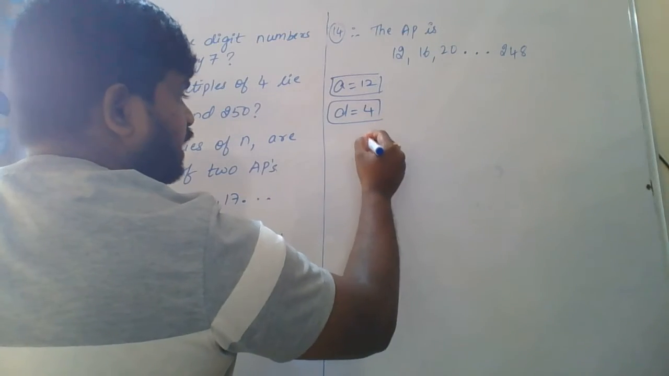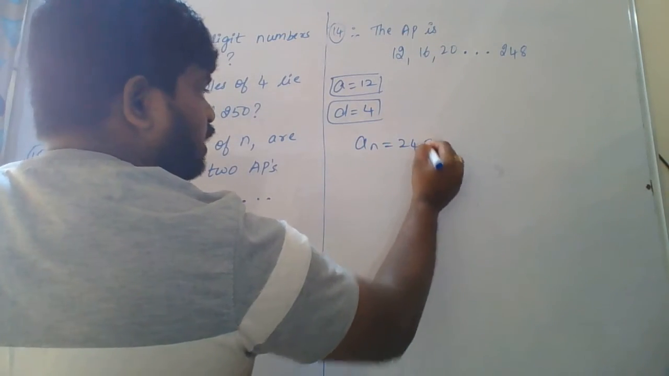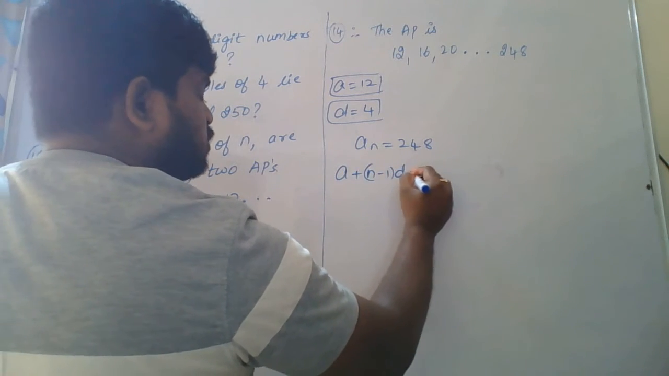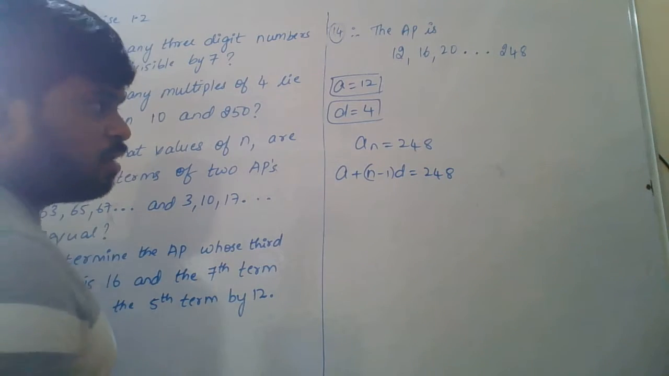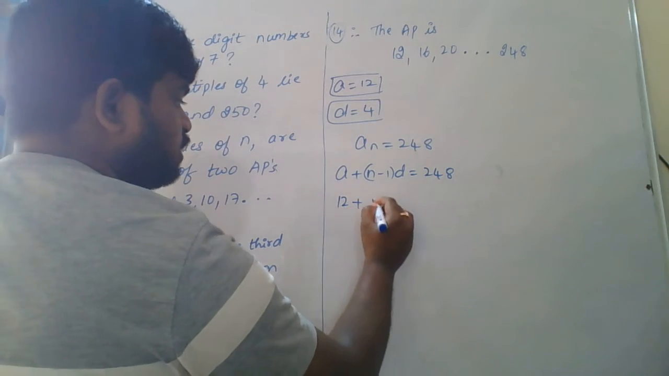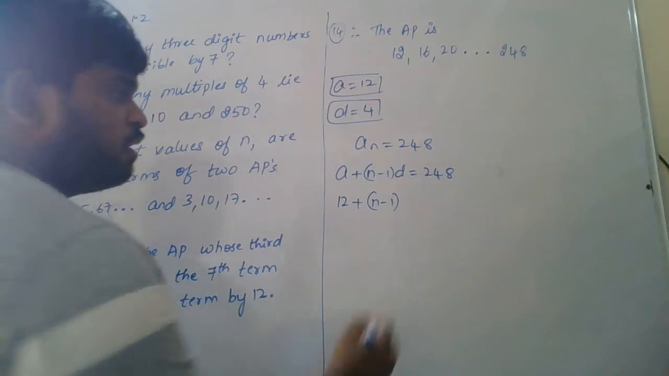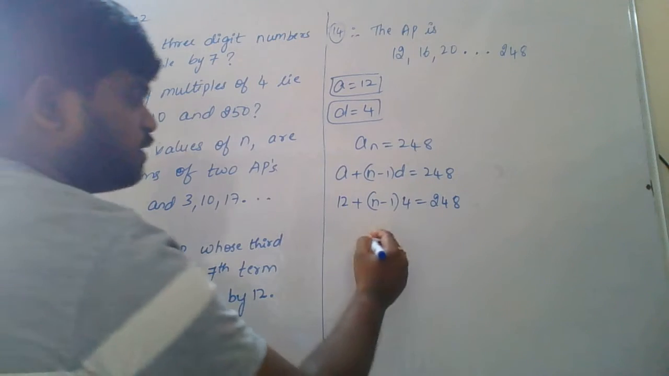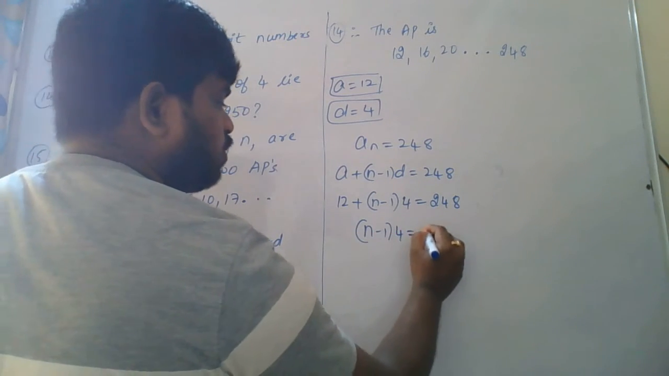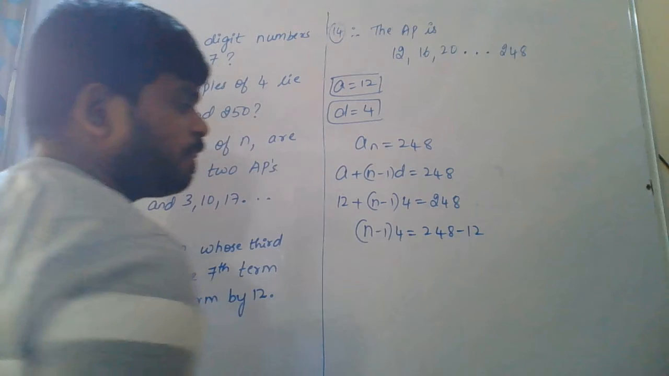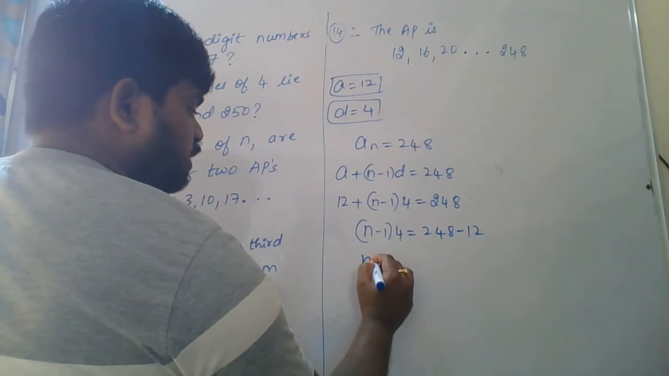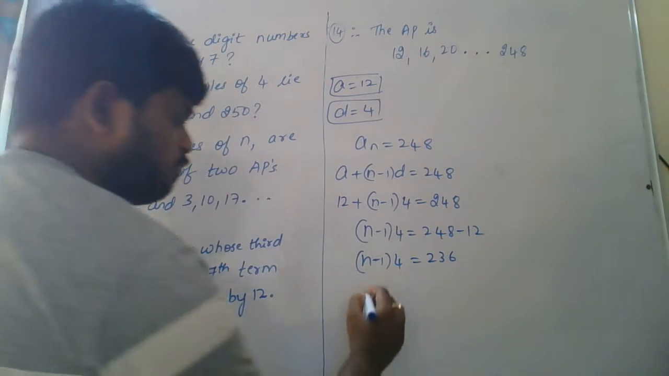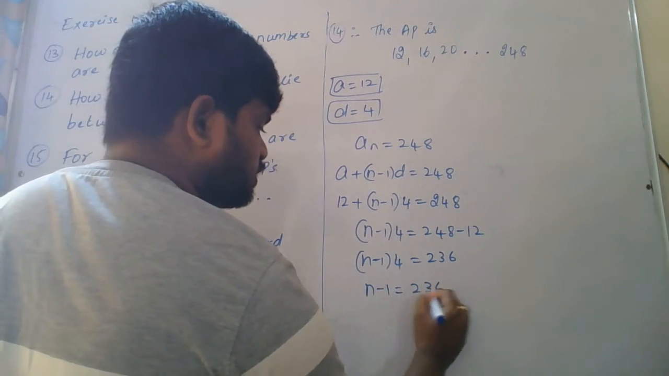The last term, we'll take it as an. an is equal to 248. What is the an formula? a plus (n minus 1) into d equals 248. What is the value of a? 12. 12 plus (n minus 1), d is 4, equals 248. Transpose 12 to the other side. (n minus 1) into 4 equals 248 minus 12, so (n minus 1) into 4 equals 236. Therefore, n minus 1 equals 236 divided by 4.